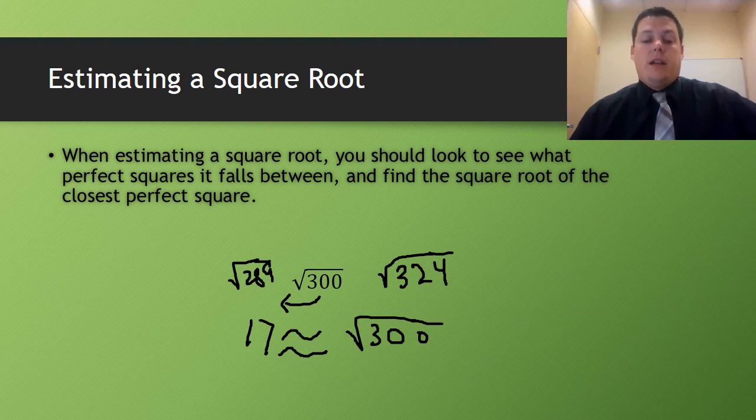Because when we're estimating, we're only looking for an approximate value. So it's actually going to be 17 point something. But since it's closer to 289 than 324, we're going to round down and estimate it to 17. You'll get a little more practice with this with the questions after the lesson, and you'll check your understanding.